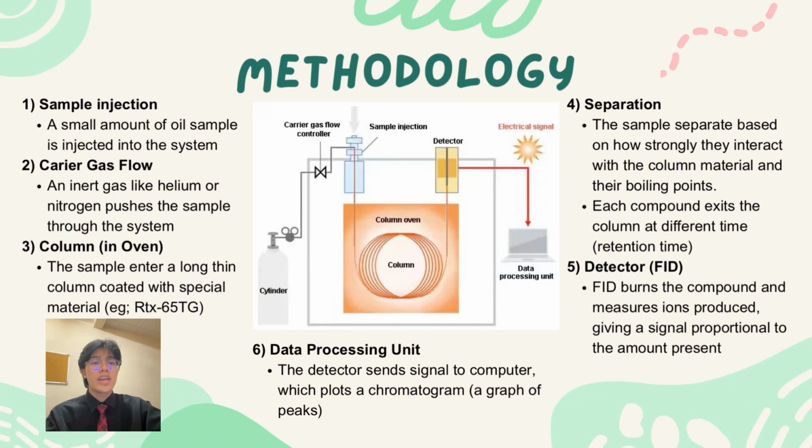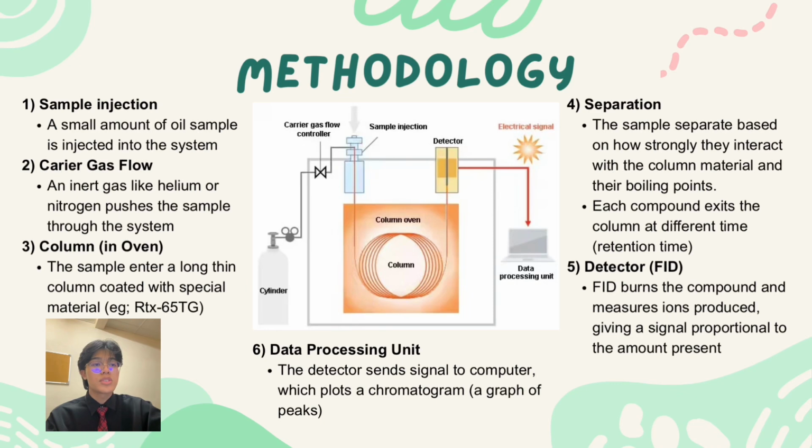Next, I will explain the methodology. First, sample injection. A small amount of oil sample is injected into the system using a syringe. Second, carrier gas flow. An inert gas like helium or nitrogen pushes the sample through the system, and the sample will enter a long thin column coated with special material. For example, in this experiment, RTX 65TG was used as a column.